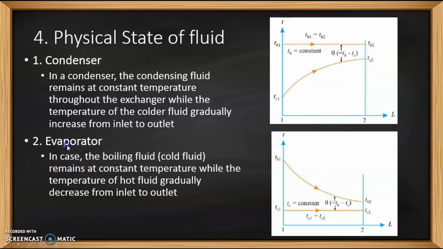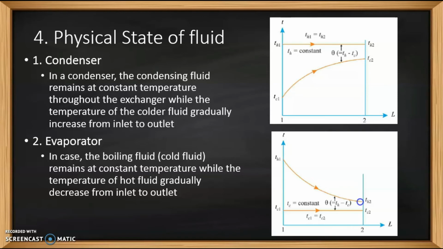And second is evaporator. In an evaporator, the cold fluid remains at constant temperature, while the temperature of the hot fluid gradually decreases. So we can understand the cold fluid temperature remains constant, whereas the hot fluid temperature gradually decreases as the hot fluid progresses along the length of the heat exchanger.